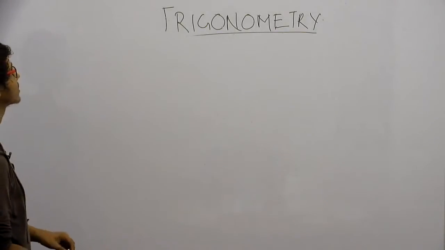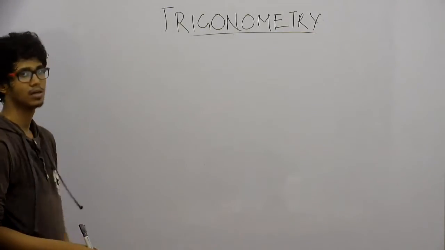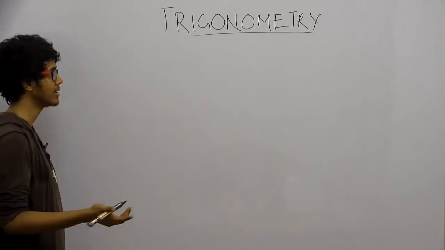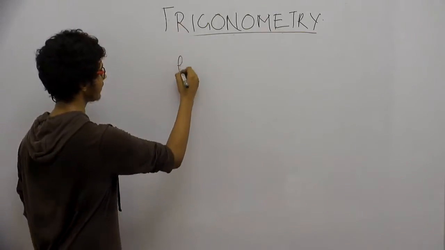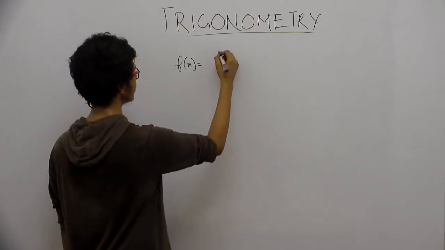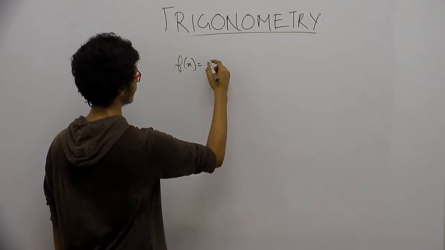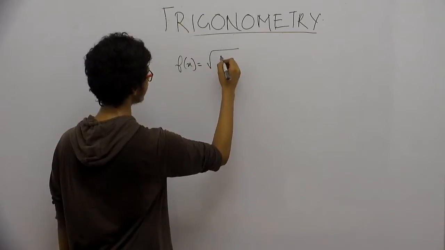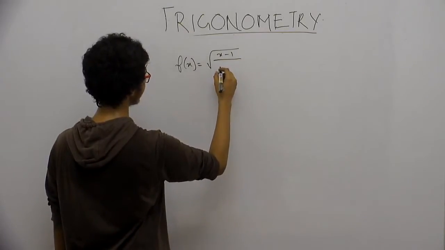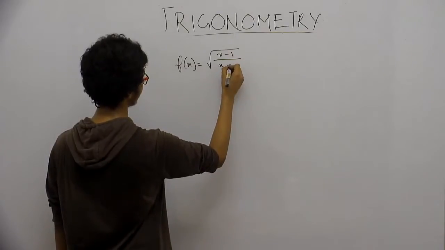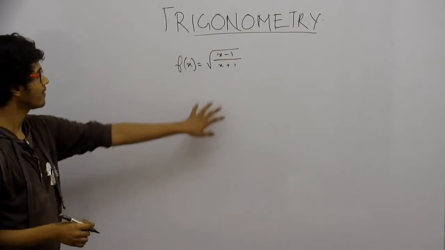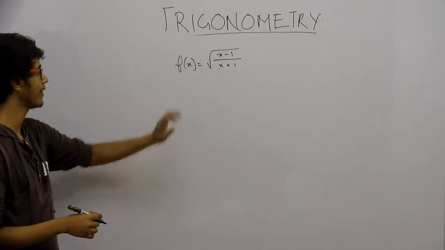Some more stuff. Let's talk about the domain and range. Now, do we know what domain and range are? Suppose we are given any function f(x) equals root over of (x minus 1) divided by (x plus 1). So how do we find out its domain and range?